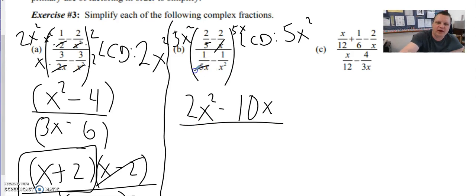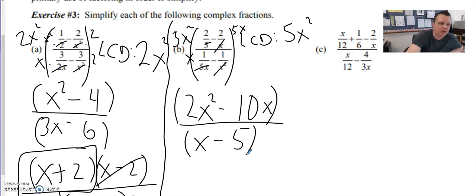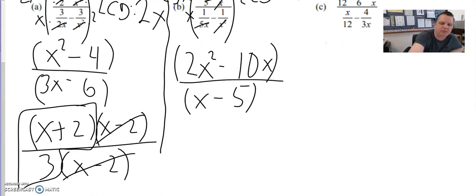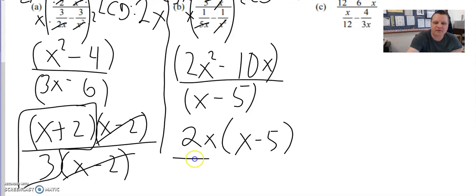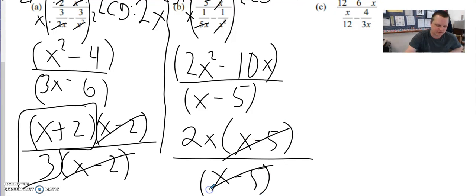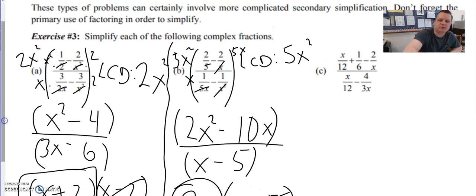All over. 5x cancels, you're left with an x. X minus. X squared cancels, you're left with a 5. Okay? You might be able to anticipate, ooh, I can cancel something, factor things. So we're going to take out a 2x over x minus 5. And then this is just x minus 5. X minus 5's cancel. You are just left with 2x. Usually everything cancels, or most everything cancels, but not always.